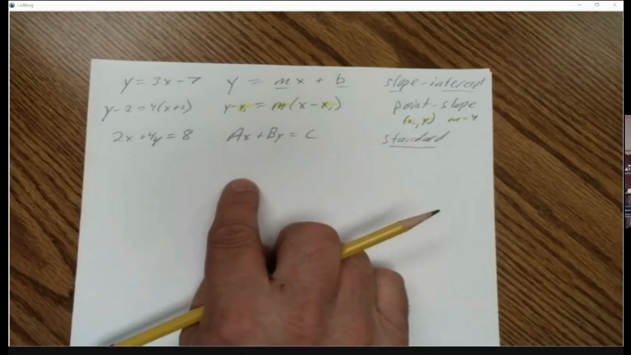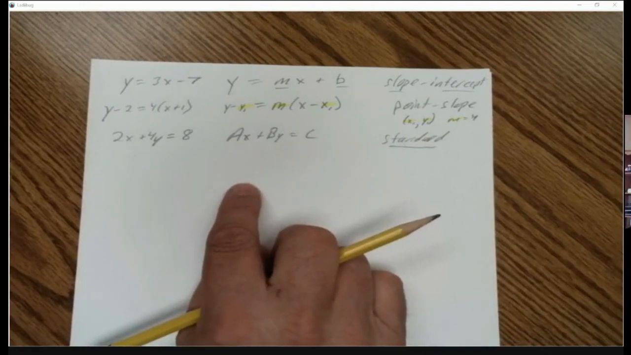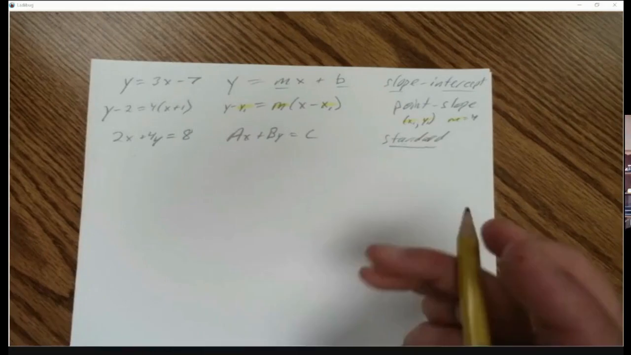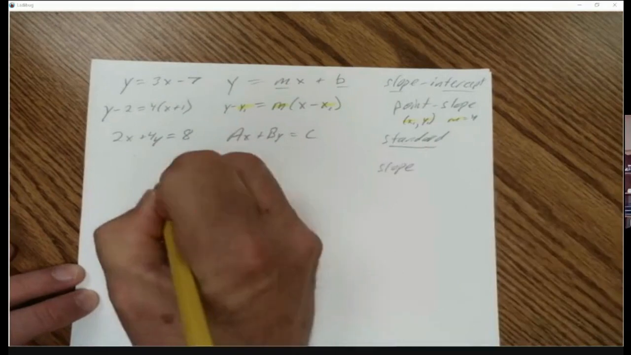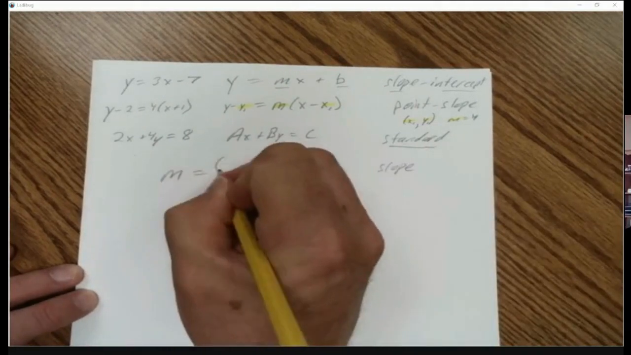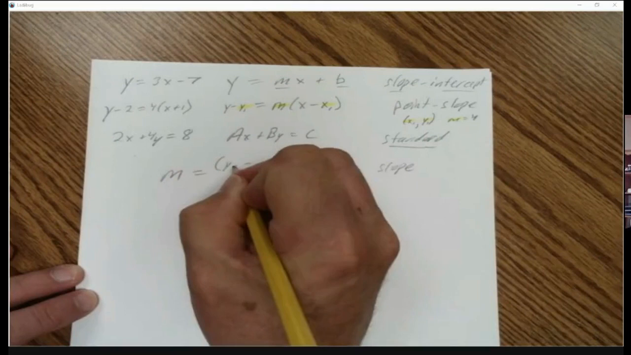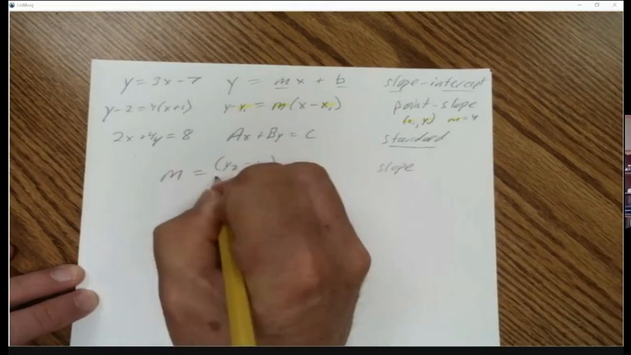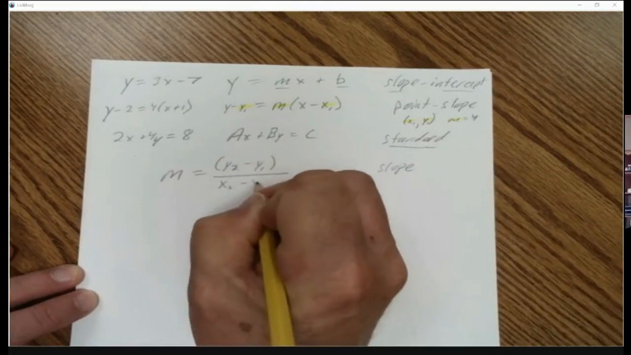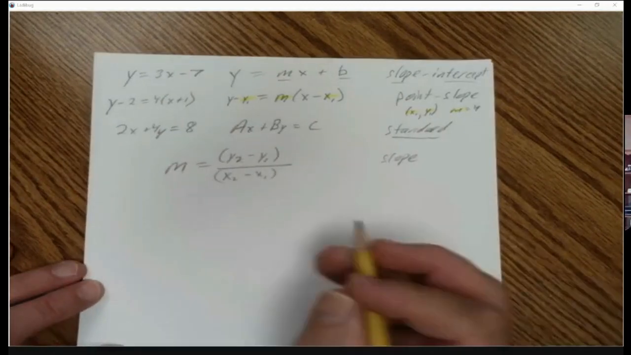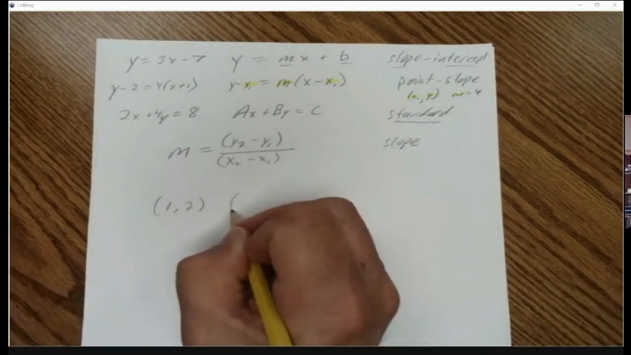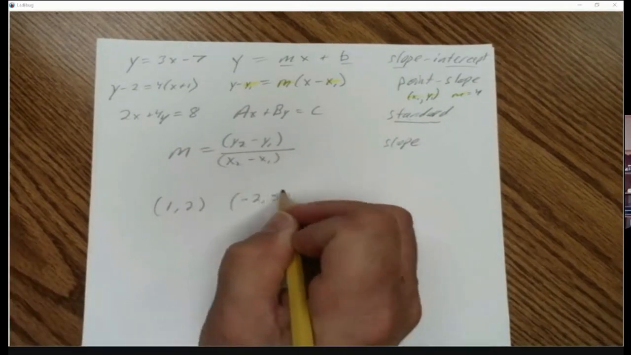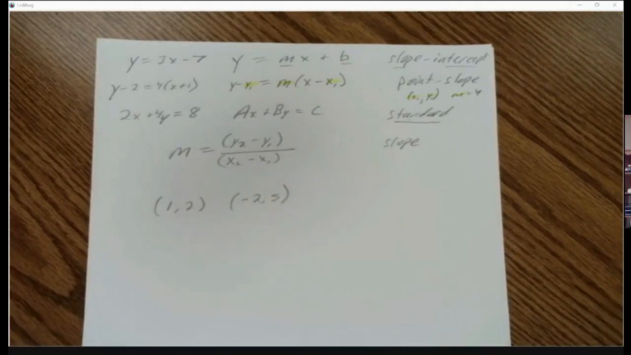Other things that we need to know in this lesson is if we have 2 points, we need to understand the equation of a slope. If we want to find the slope, m equals, and we have to put the y's that we have, y2 minus y1, and divide it by x2 minus x1. So if we have a point, let's say we have the point (1, 2), and we have another point (-2, 5), and we want to know, can we write the equation of the line that goes through those 2 points?